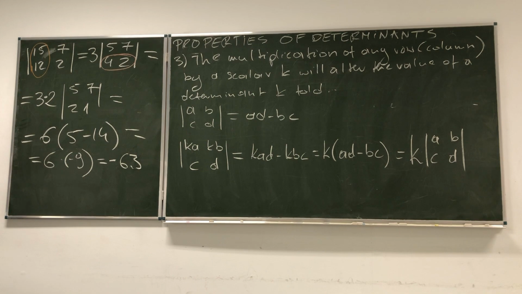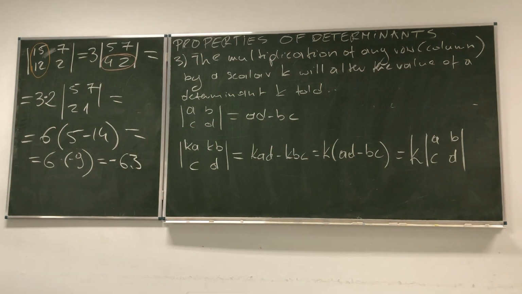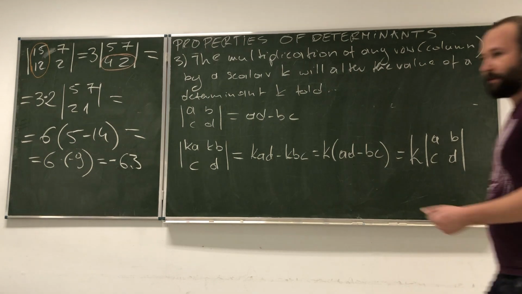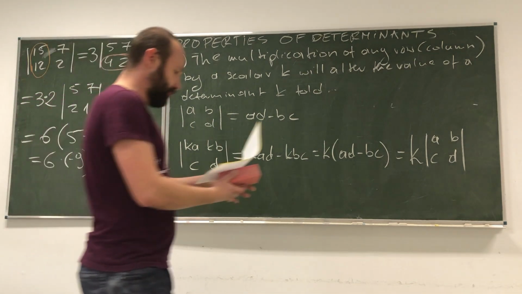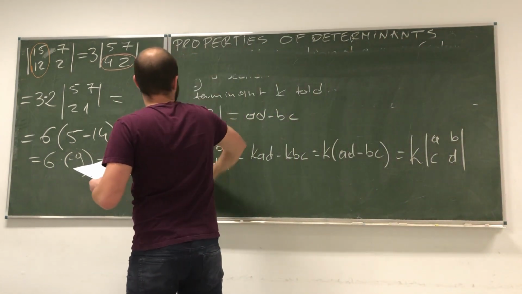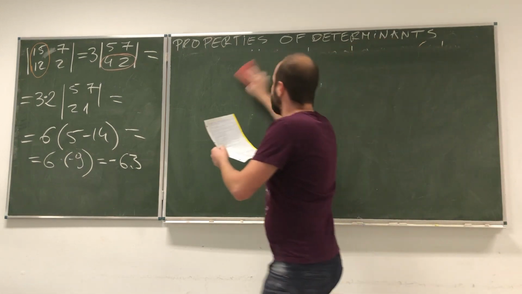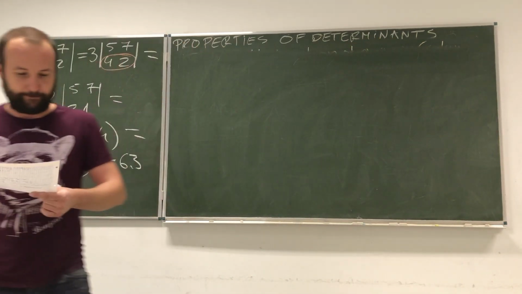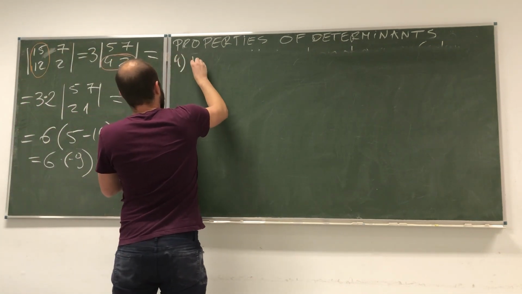Okay, and again, this is an extremely useful property when you calculate big determinants and you want to make your calculations simple. Okay, but now that we've dealt with this property, let's move to property number 4.